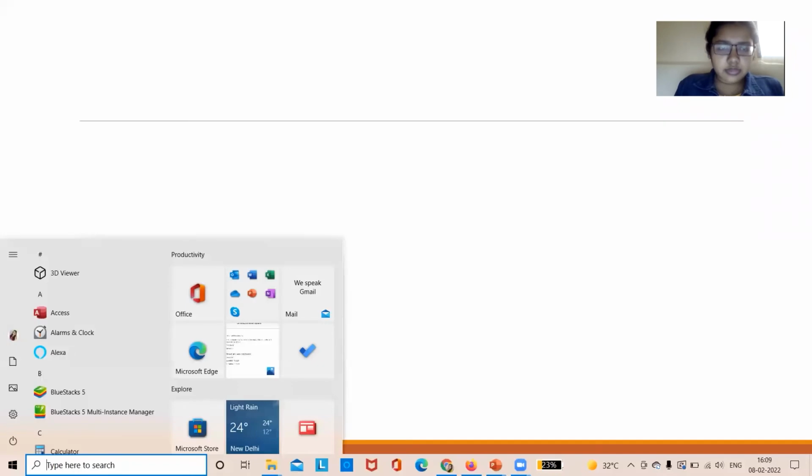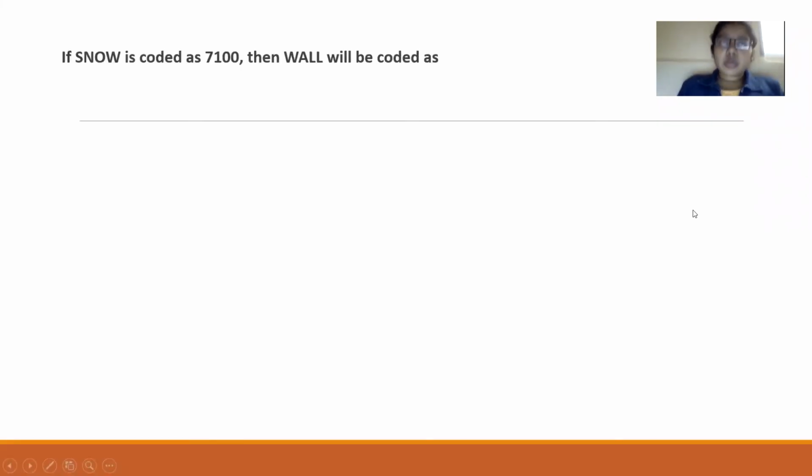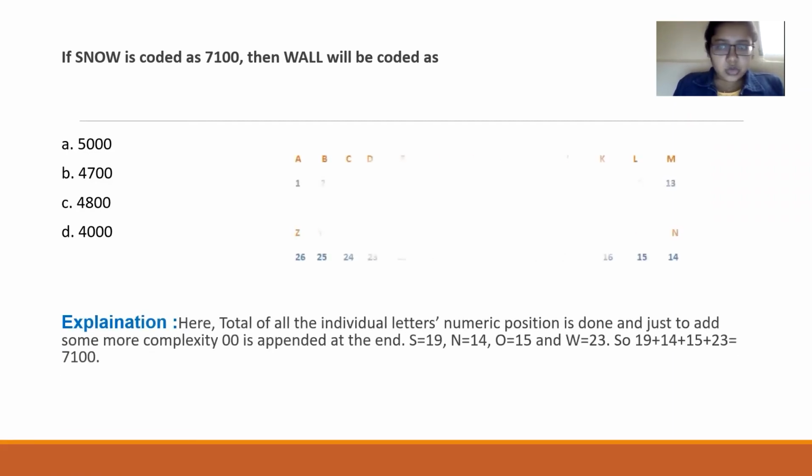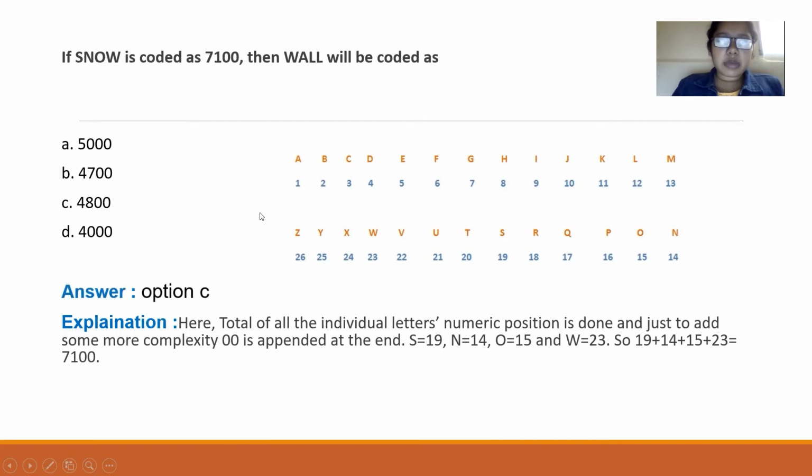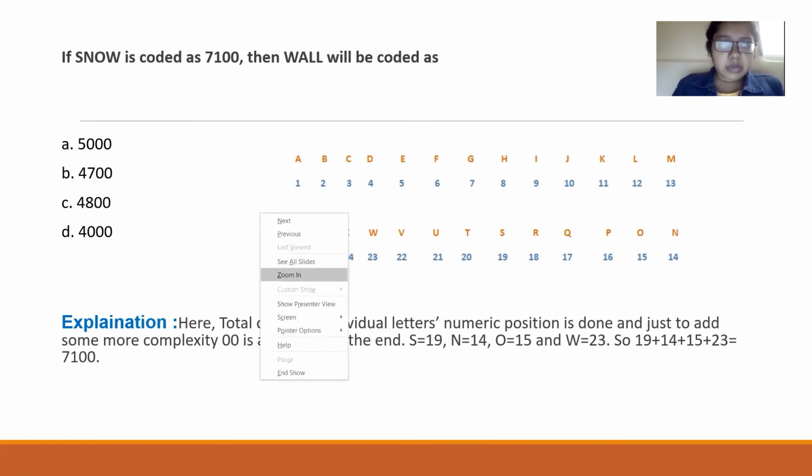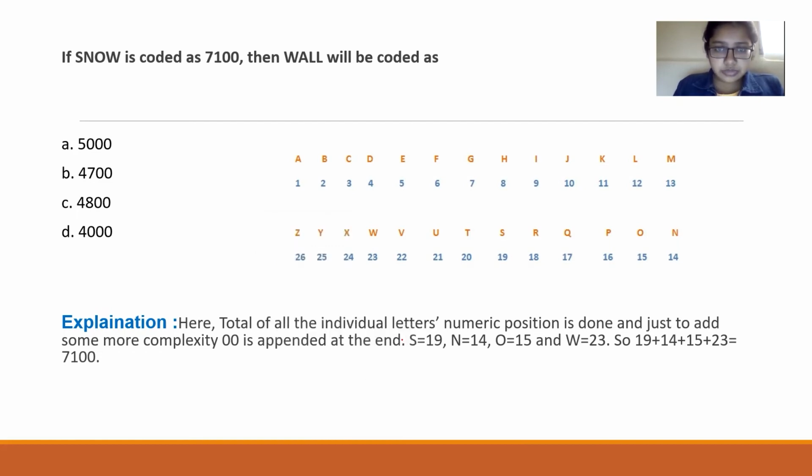So moving to our next question. If snow is coded as 7100, then wall will be coded as? Let's see the options: 5000, 4700, 4800, and 4000. For this, we need this chart. Always remember, whenever you're solving a question based on alphabet and asking for numbers, always use the chart. It becomes easy to derive anything.